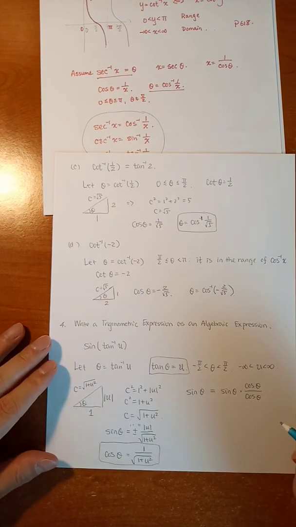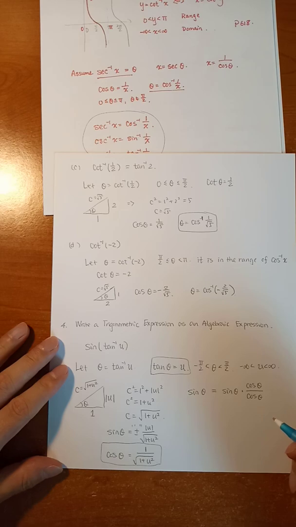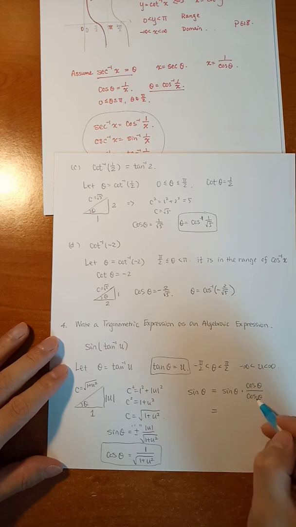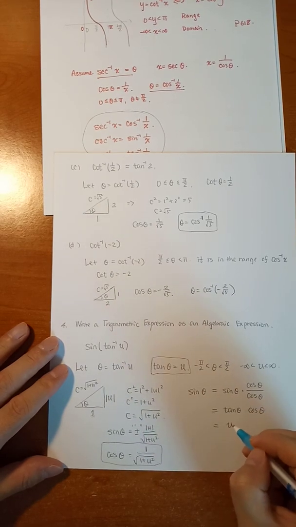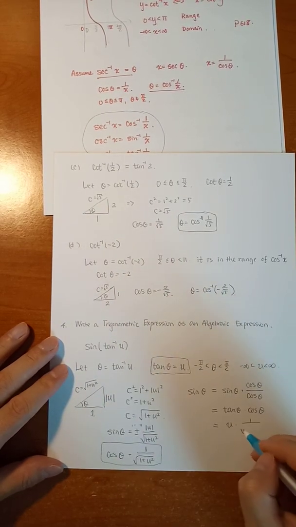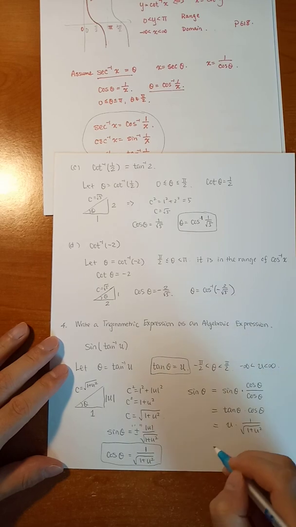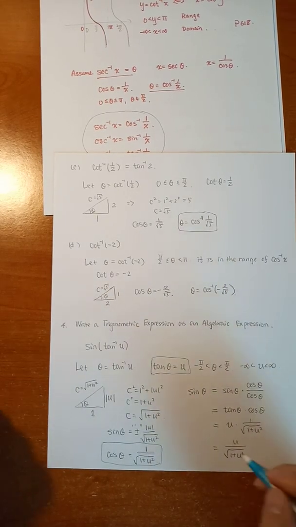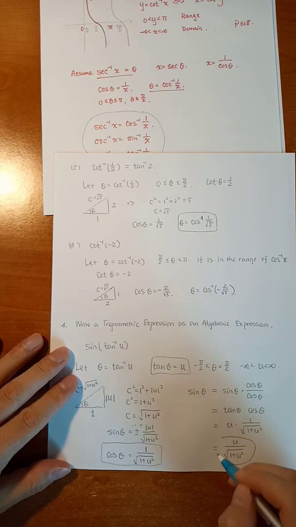We multiply top and bottom by cosine. Then sine over cosine is tangent. Tangent theta is u. Cosine theta is 1 over square root of 1 plus u squared. So together you have this. So sine theta is equal to this.